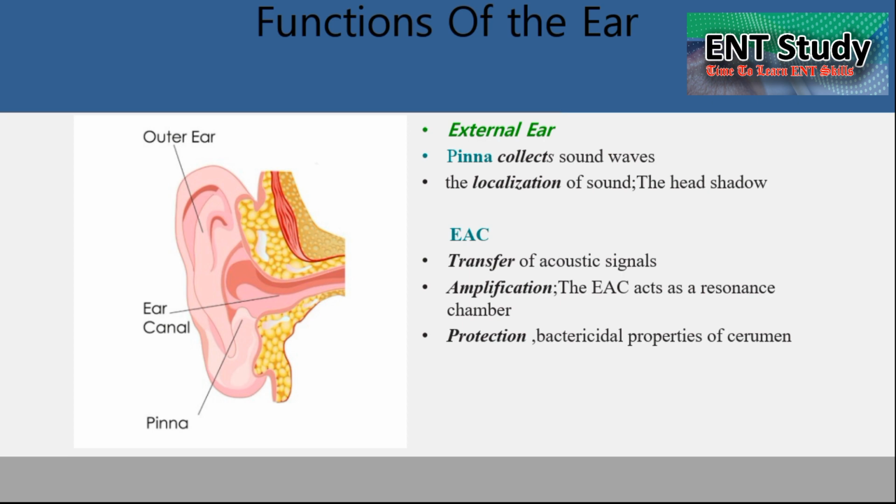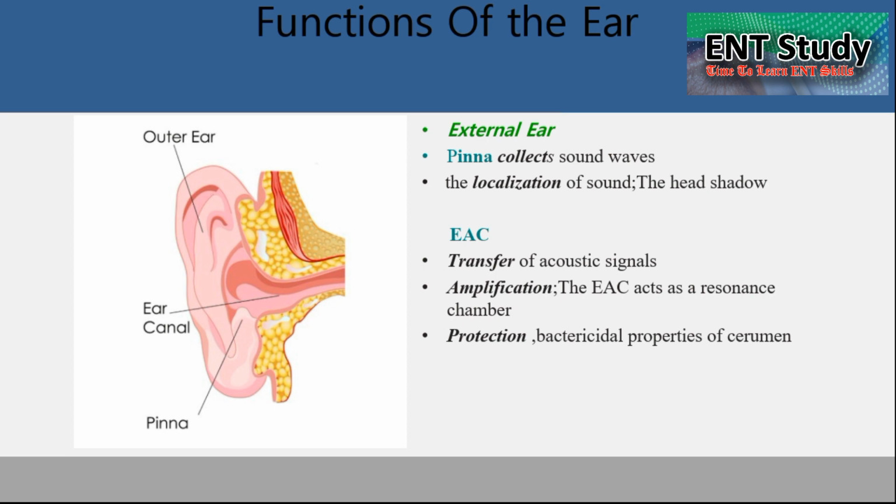sound waves coming from a sound source never reach the two pinnae at the same time. So there will always be a difference of intensity and time between our two pinnae. So by calculating the interaural difference of intensity and time, we can localize the sound source.